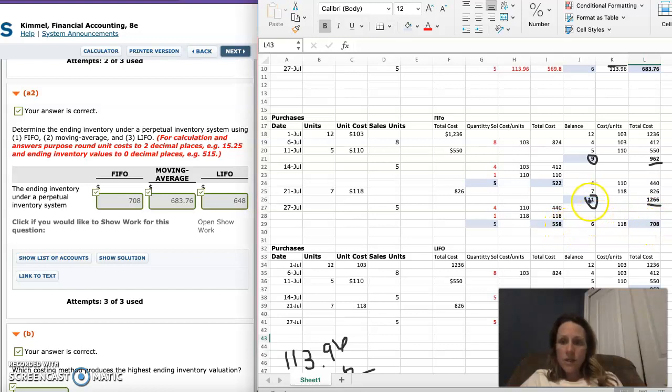Or we could just take the leftover 11, subtract 5 from it, and that gives us 6. And we know that the leftover 6 is going to come from this right here, so it's going to have a unit price of 118. So we can go 6 times 118, and that will give us 708. So that will be the 5.